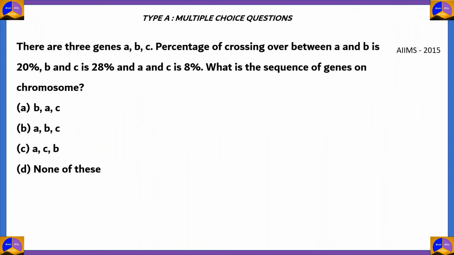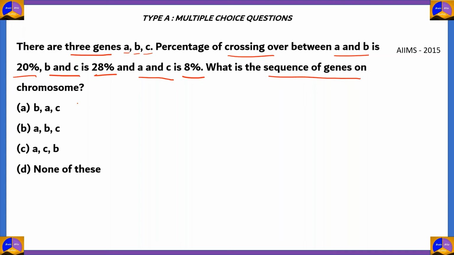Let's look at this question. There are 3 genes, A, B, and C. Percentage of crossing over between A and B is 20%. Percentage of crossing over between B and C is 28%. And percentage of crossing over between A and C is 8%. Give me the sequence of genes on this chromosome. So, what is the correct sequence?